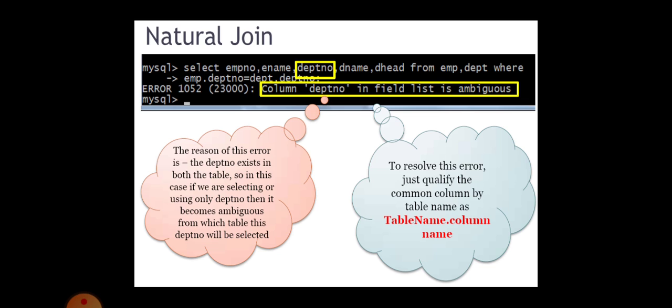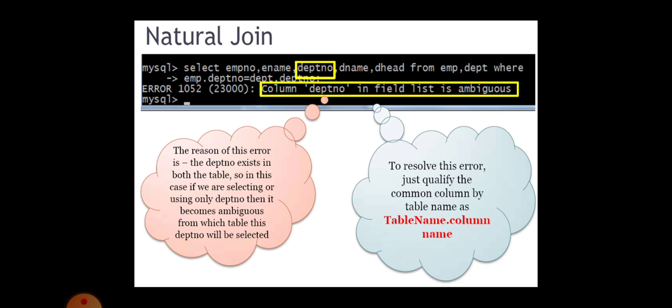My dear children, look at the example given. Here we are fetching the column names like empno, ename, deptno, dname, dhead from the tables. But if you give a query like this, the compiler will show an error, that is, column DEPTNO in the field list is ambiguous. Ambiguous means confused.